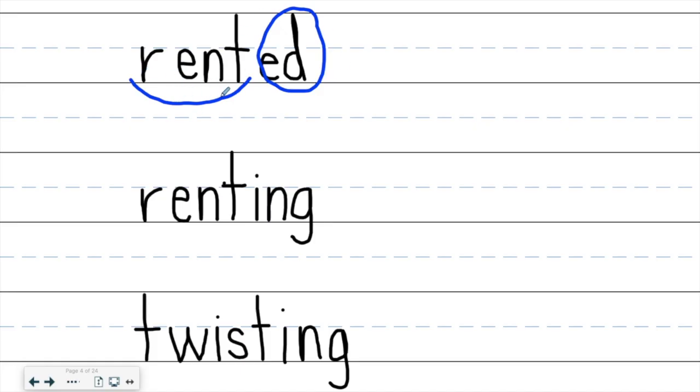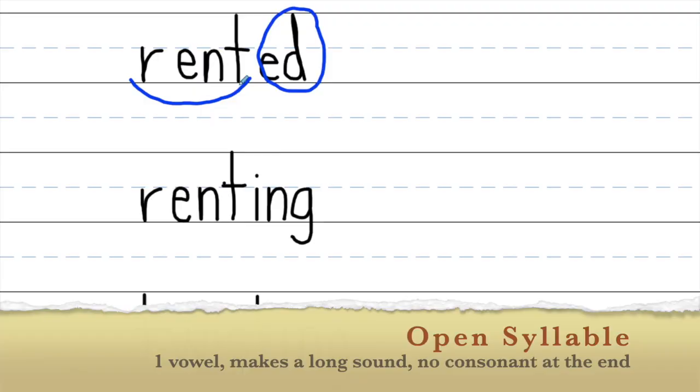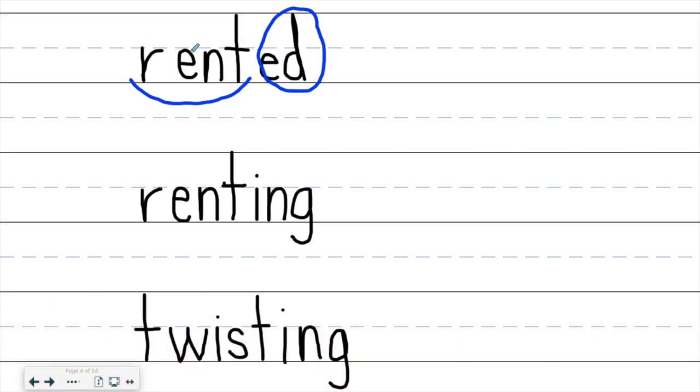Okay, now I need to look at this part that says rent, and I need to think what kind of syllable is this? Is this a closed syllable where there's one vowel that's making its short sound that has at least one consonant closing the door and forcing it to make a short sound? Or is this a vowel that has nothing closing the door so it could run right out the door and it's open? Well, when I look at it, I see one vowel, at least one consonant closing it in, and yes, it is making its short sound.